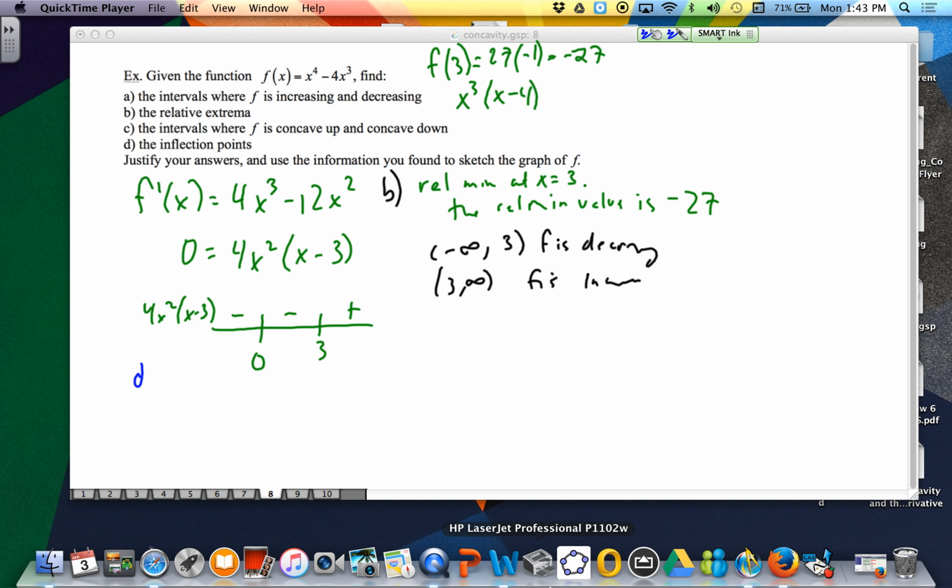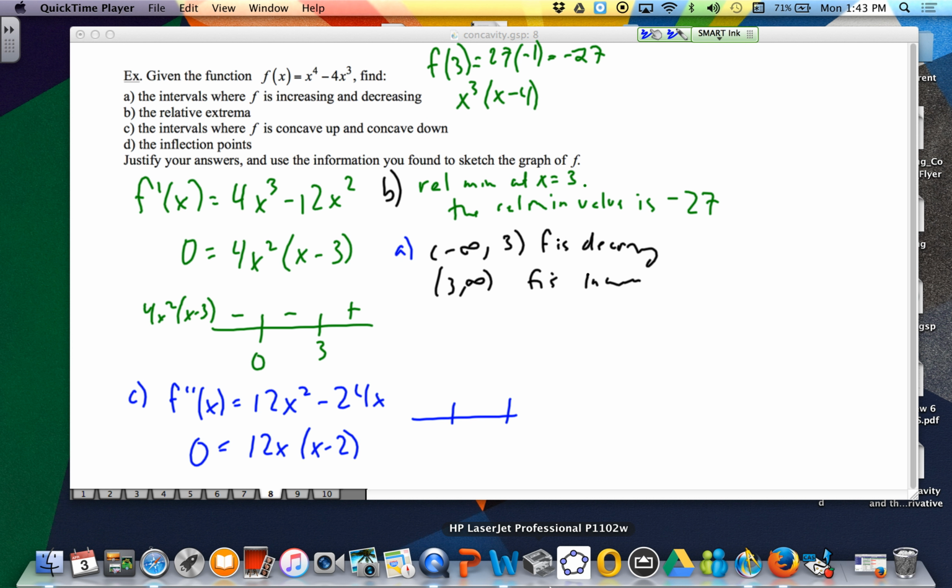Okay. So if I want to find C, my intervals on which my graph is concave up, concave down, I'll find the second derivative. F double prime of x is equal to 12x squared minus 24x. Set that equal to 0. See, when f double prime is 0 or undefined, it's never going to be undefined in this case. So I'll take 12x times x minus 2.